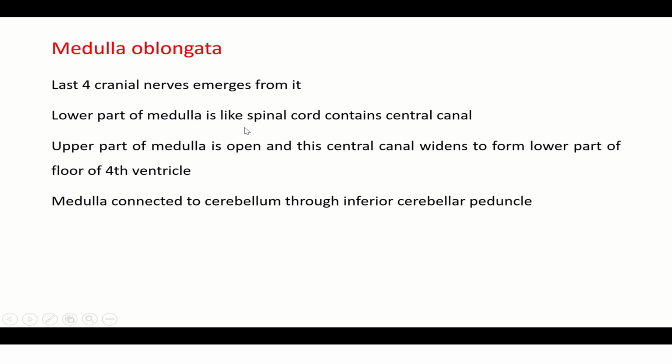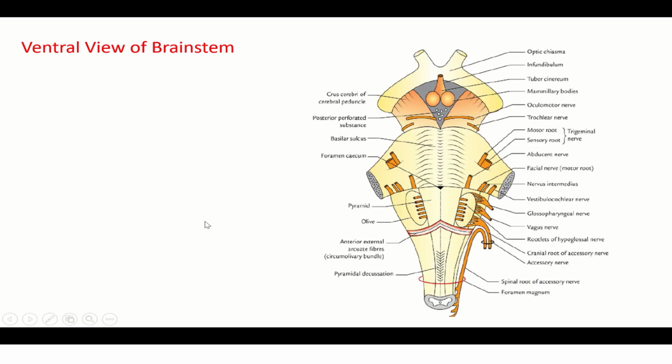The lower part of the medulla is like the spinal cord and contains the central canal. The upper part of the medulla is open, and this central canal widens to form the lower part of the floor of the fourth ventricle. The medulla is connected to the cerebellum through the inferior cerebellar peduncle.